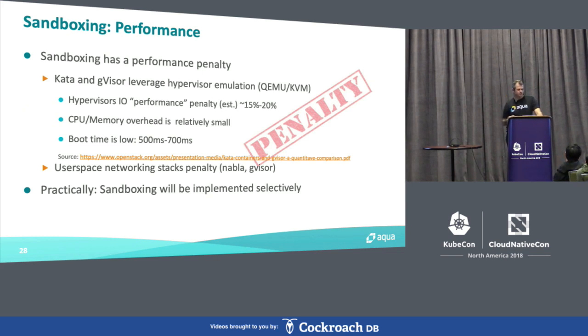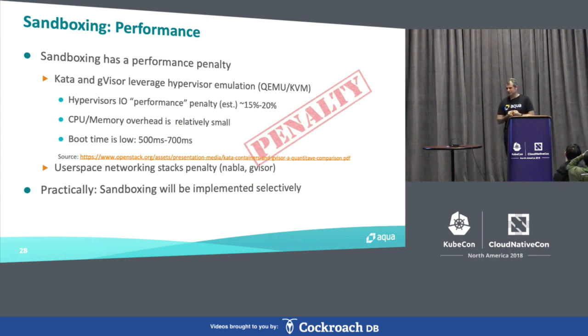Also, when you're using your networking stack in user space, of course, it has performance penalties. This is why, if you have a lot of system calls or I/O performance needs, all this hypervisor-based approach will suffer. So what it means to us is that practically, sandboxing will be implemented selectively. It's not going to be implemented all across the environment, but only on those workloads where you see a bigger or higher risk.